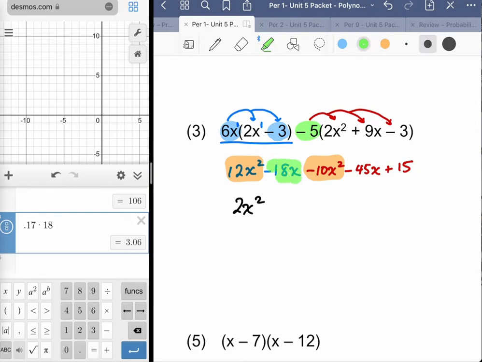I look at my second term. I see it has an x to the first power. I look for another term that has an x to the first power. I have another one there. So negative 18 minus 45 is negative 63, I believe. Negative 63x. And then we just bring the 15 along for the ride. All right, there's no counterpart associated with that.